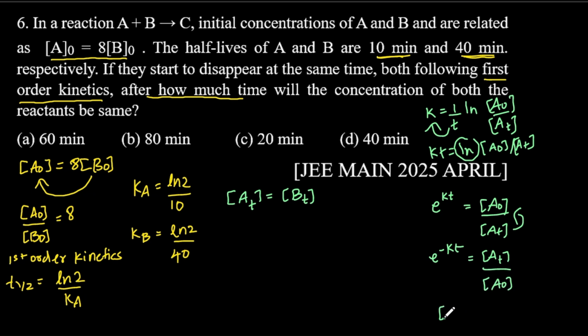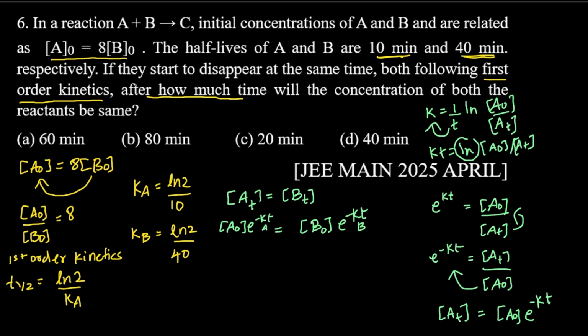So what will be the concentration of At? At is equal to, take this to the left hand side, concentration of A naught into e power minus kt. So I hope you understood this derivation. Let us write that here. You have to remember this formula. Concentration of A naught e power minus kt is equal to concentration of B naught, for Bt also we can write like this, e power minus kt. So you have to be specific with the rate constant. It is kAt, and in the right hand side it is kBt.